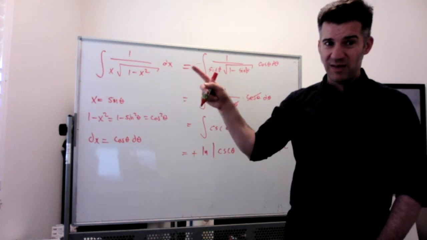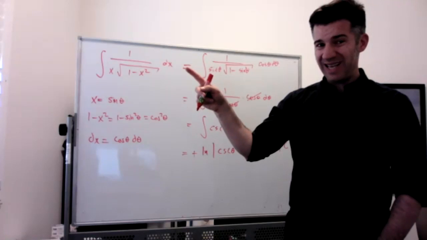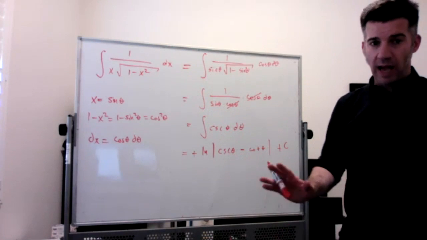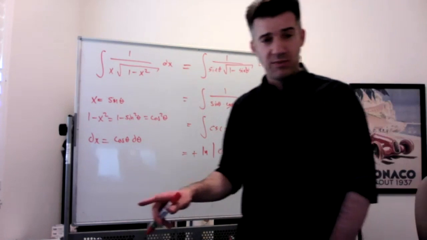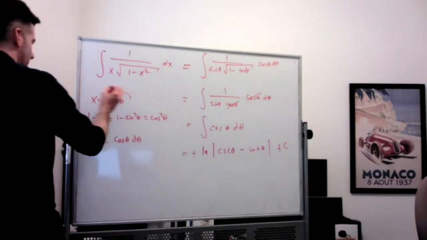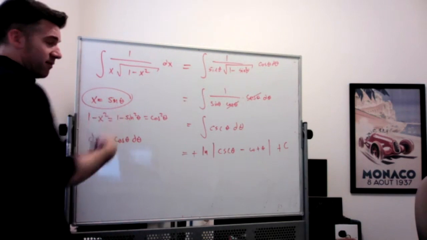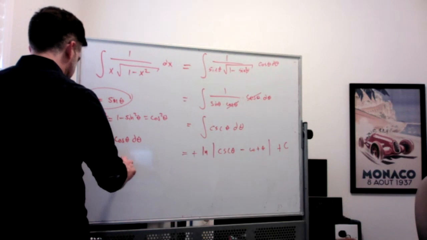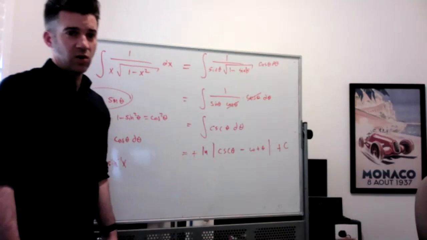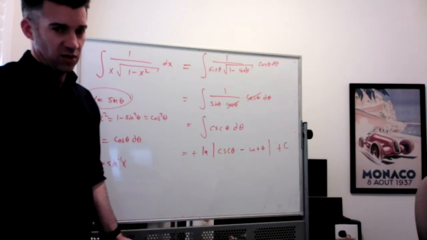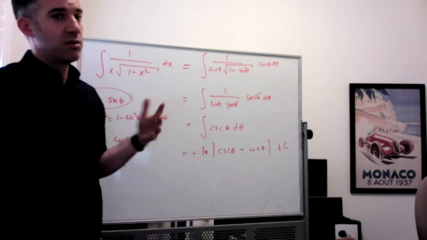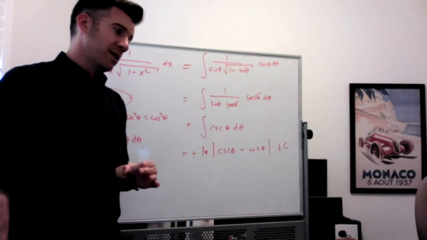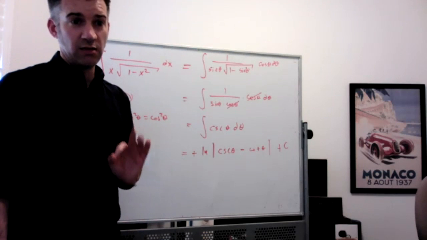We should end with the same variable we started with. We started with x's. We can't end with thetas. Now, some people, not me, would be like, well, James, we're just going to do this. Take the inverse sine of both sides so that theta is equal to the inverse sine of x, and then plug that in and write cosecant of inverse sine of x minus cotangent of inverse sine of x. It's not that it's incorrect. It's just not as correct as it should be.